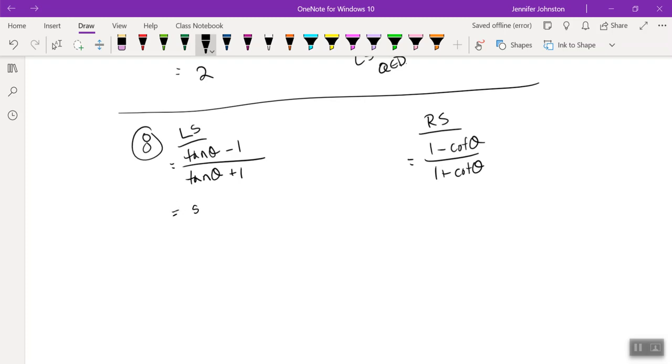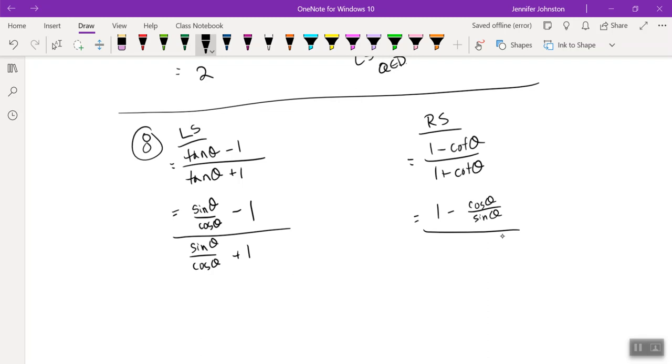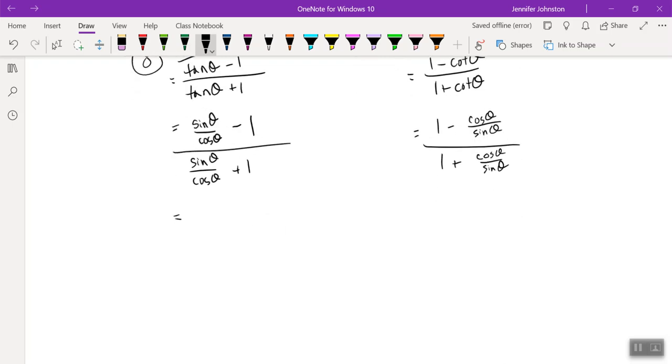Okay, so tan is sine theta divided by cos theta, and then we're subtracting that from 1. And then on the bottom we have sine theta divided by cos theta, and we're adding 1. Over here we have 1 minus cos theta divided by sine theta, and on the bottom 1 plus cos theta divided by sine theta. Well, if you guessed a lot of common denominators, you would be right. Okay, so I'm just going to work on this side first, and then hopefully it turns out to look like something like this.